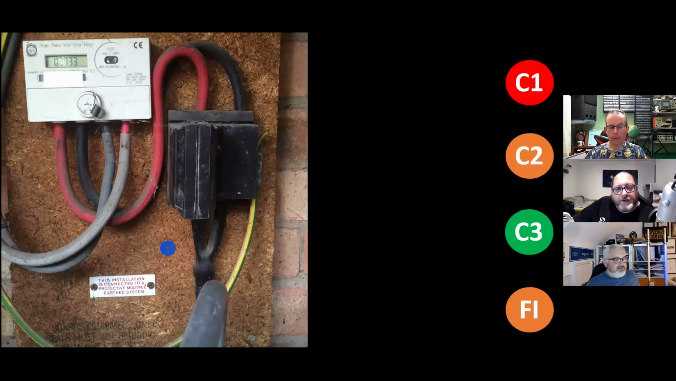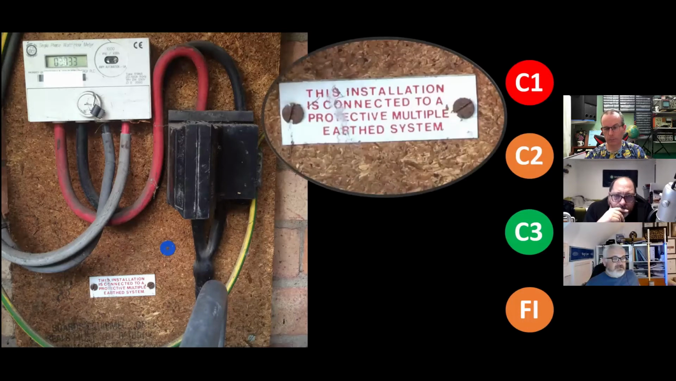So here we go. What have we got here? Well, this installation is connected to a PME system. It's a little bit of a different one, this. Can you see a couple of codes on it? Because remember, we are coding intakes. So this is a good one. We know it's PME because somebody has used slotted screws. They're not completely level. I just hate that when they're at different angles.